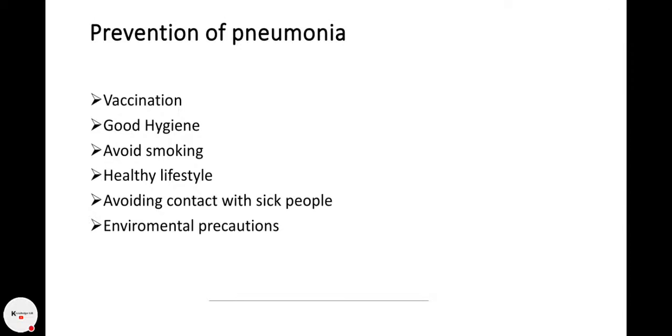And avoid contact with sick people if possible. Limited contact with individuals who have respiratory infections can help prevent the spread of pneumonia causing germs. The environmental precautions minimize exposure to pollutants, chemicals, and other substances that can harm the lungs and increase the risk of pneumonia.